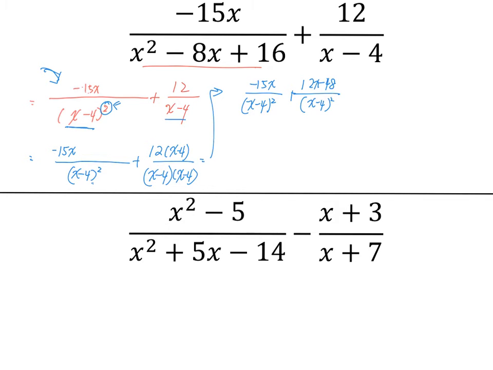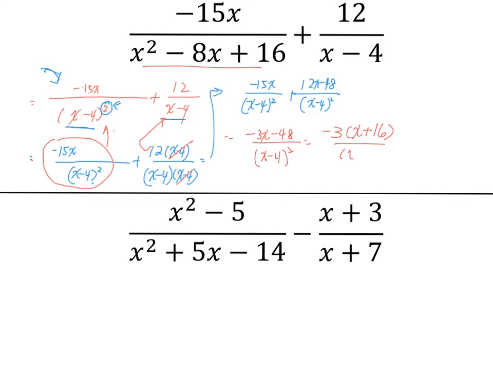Now let me backtrack a little bit. Think about simplifying these. If I cancel these out, it's back to normal. There's nothing to cancel out for the first one. Okay? And then now we could keep simplifying. Negative 15x plus 12x makes negative 3x, and then minus 48 all over x minus 4 squared. Factor out the negative 3, x plus 16. And then simplify.